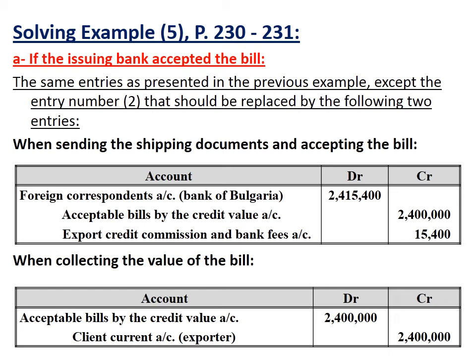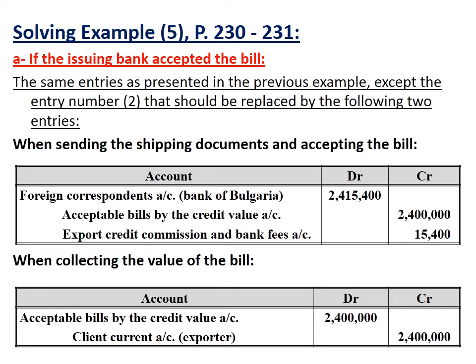Number 5, if you open page 230, suppose in the previous example, that's example number 4, that all the data are just the same, except that the exporter requested the acceptance of a bill of exchange with the credit value in order to ensure his rights. So to be sure that his rights will come to him, will be taken from the importer, he asked the importer to sign a bill to be exchanged for the value needed.